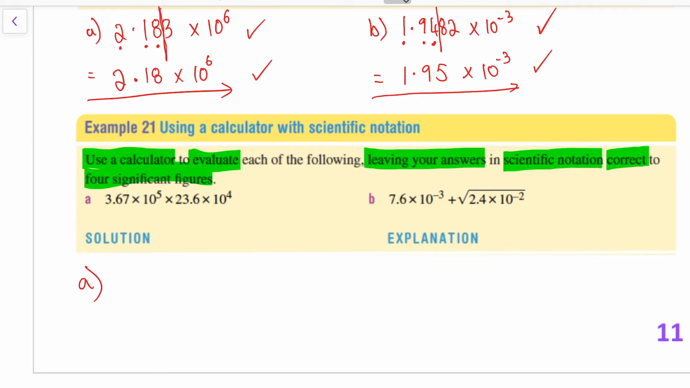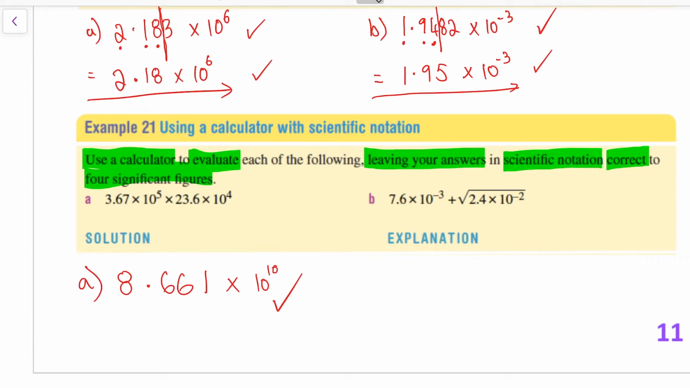Right. Now they want your answer left in scientific notation, and they also want it correct to 4 significant figures. The answer you should get to 4 significant figures, hopefully you got this, is 8.661 times 10 to the power of 10. Did you get it right? Give yourselves a big tick if you got that one right using your calculator.